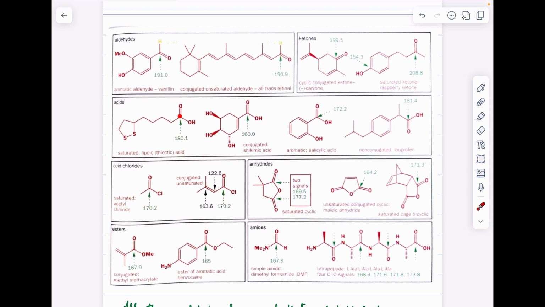In the case of acid, the carbonyl will appear at 180, and the conjugated acid, this is shikimic acid, where the carbonyl appears at 160, and this is salicylic acid, the carbonyl will appear at 172, and in the case of the non-conjugated ibuprofen, the carbonyl will appear at 181, and in the case of acid chloride, so this is acetyl chloride, the carbonyl carbon appears at 170, and this conjugated unsaturated acid chloride, so this alkene will appear at 163, and the carbonyl will appear at 170.